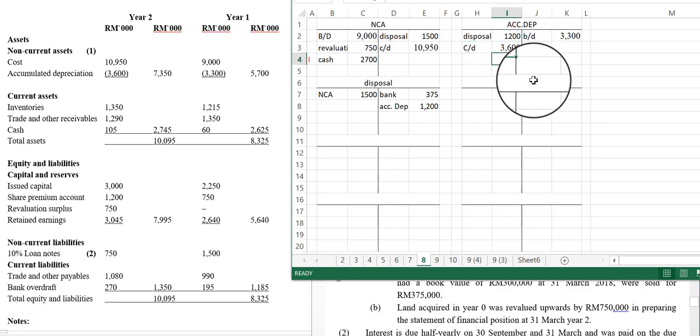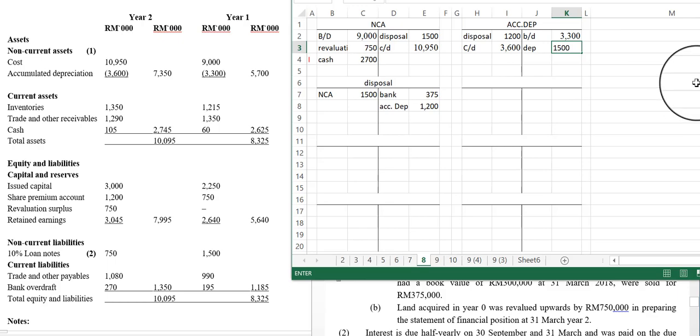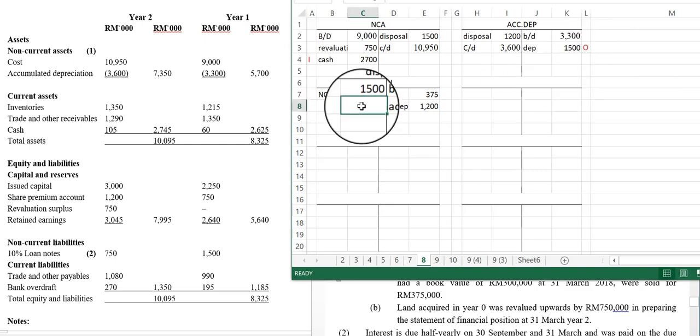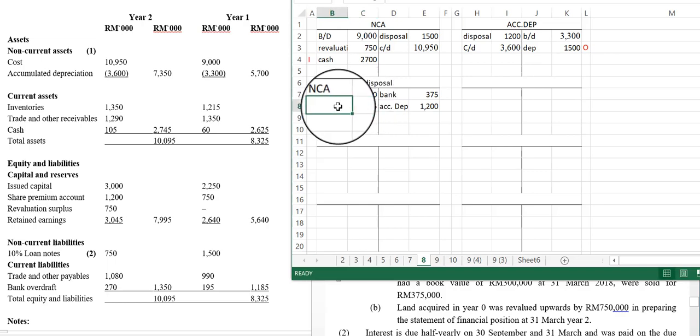Now, in total here you have 4,008. So this will be your current year depreciation. 4,008 means here you have 1,500. So this depreciation, you are going to add back as an adjustment in your cash flow activities later. In this account, you have a balancing figure of 75. This is your profit figure.